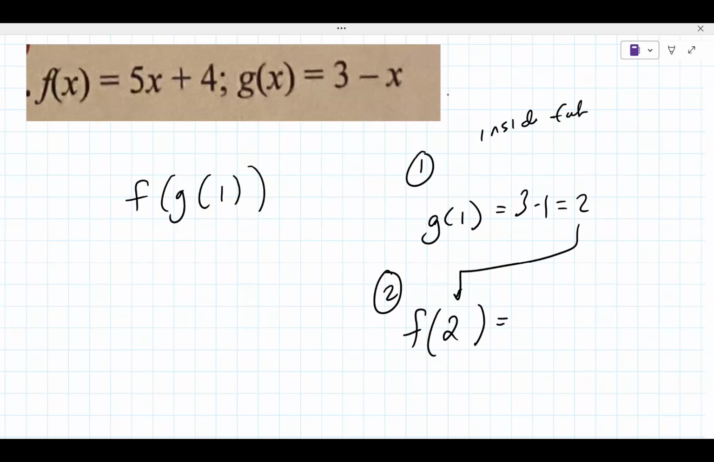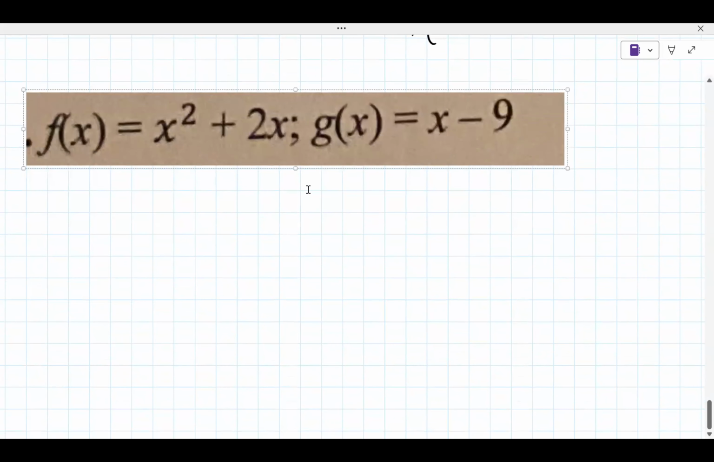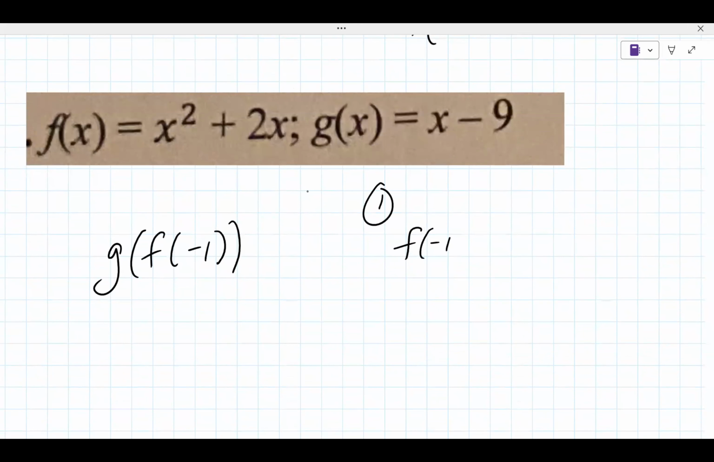Okay. So how do I know to do g first? Well, you see a few examples like we're doing, and then you know to do that first. And that's the real key of it. So you always start with the inside function. Let's say it's g of f of -1. You always start with the inside function. What is f of -1?